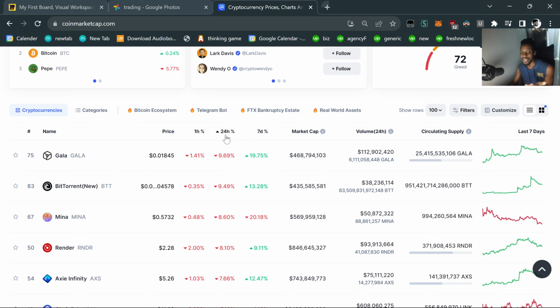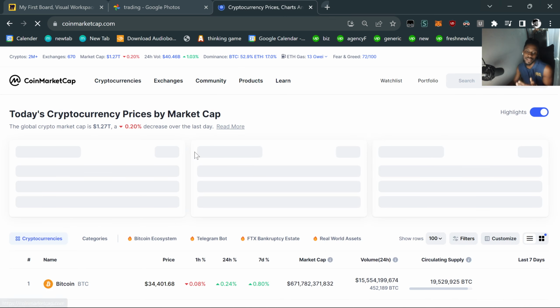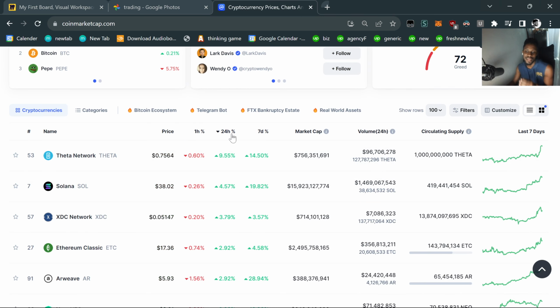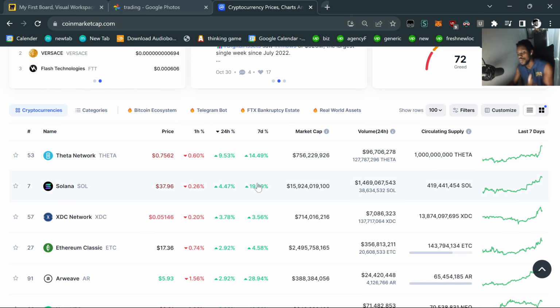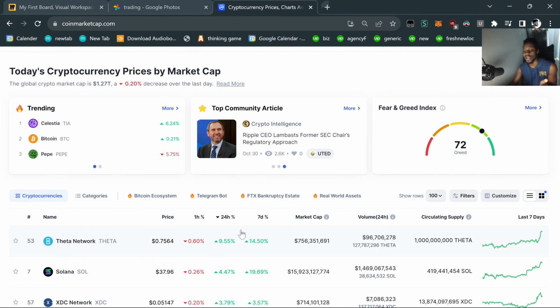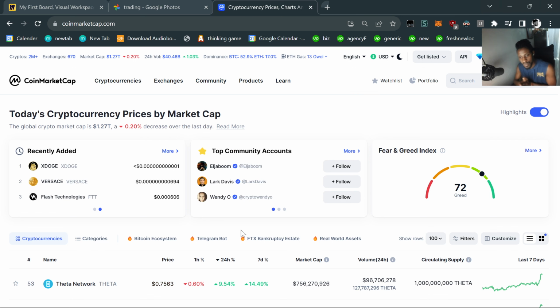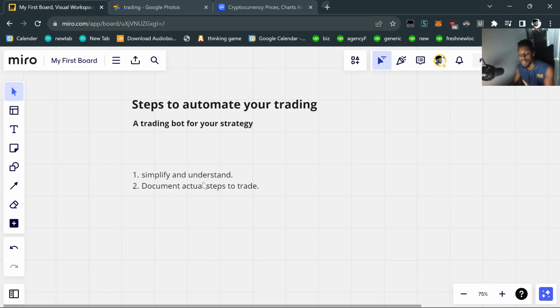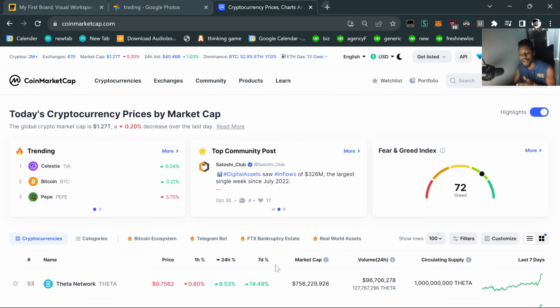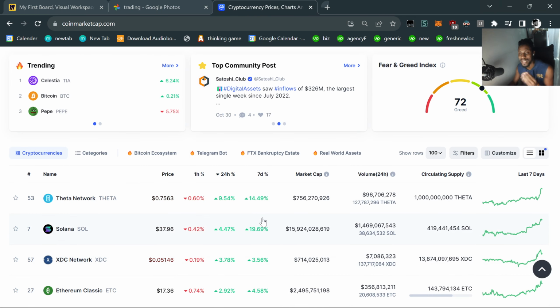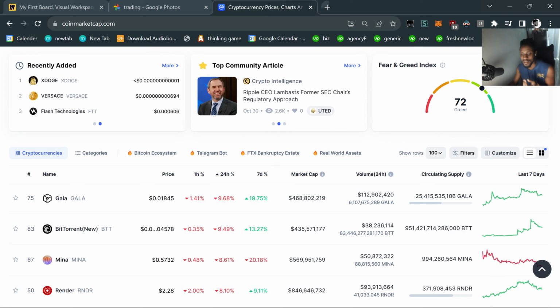I'd see these different tokens, these different coins, these different cryptos, and I'd have an understanding of how they're behaving, how much the market likes them, how much they're up versus down, what they're doing today, where the market is at. And this was all pertinent information going into my trades. But when I went back to step two, document your actual trading steps, what that looked like more or less is I get up, I go on CoinMarketCap.